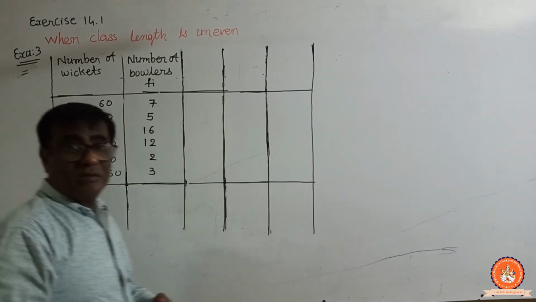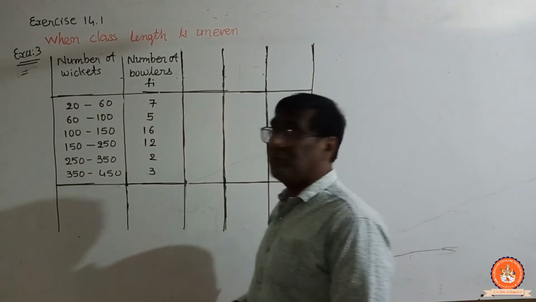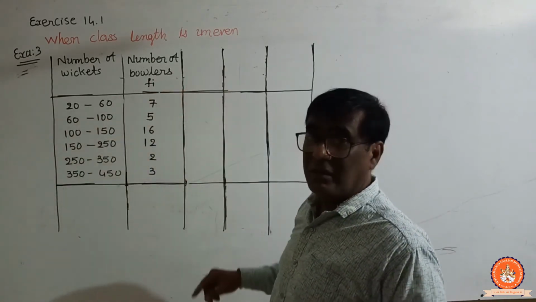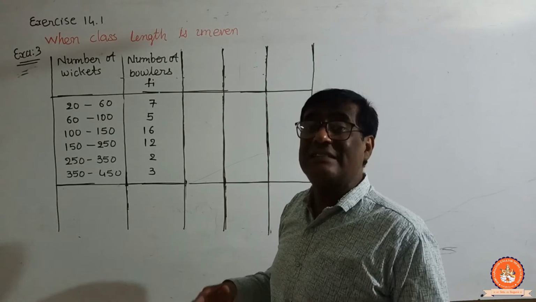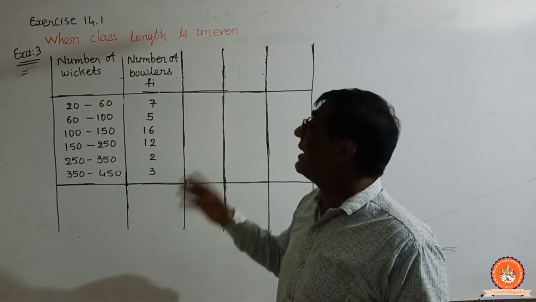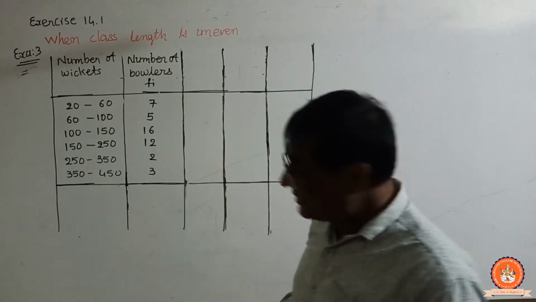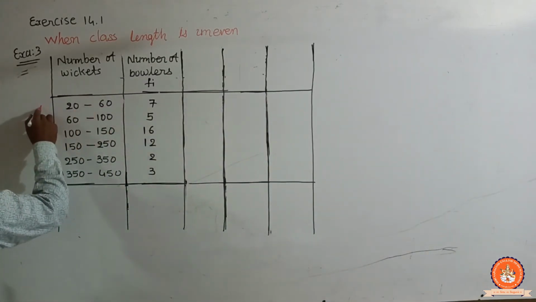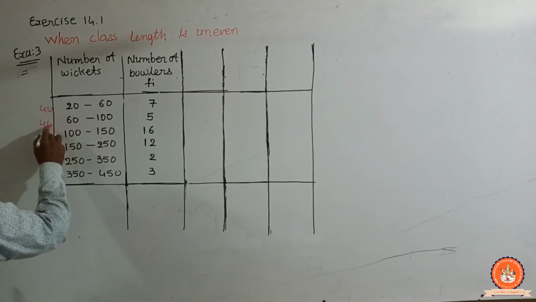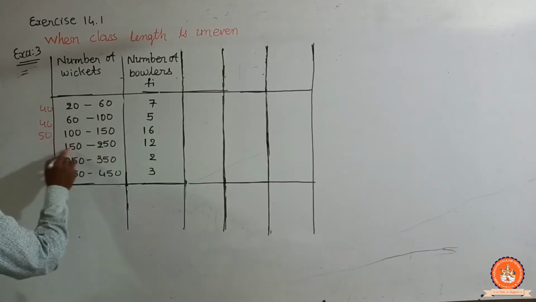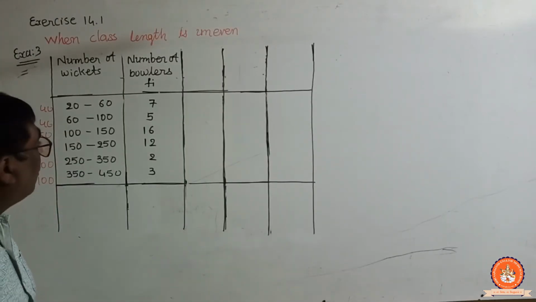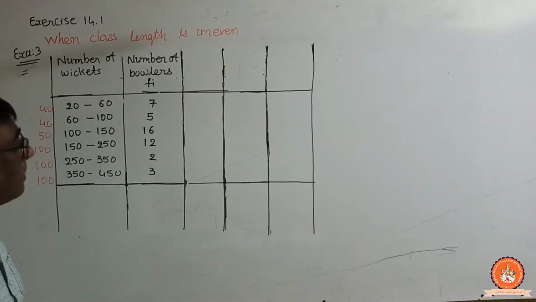Now in example number 3, we have selected this example because the class length is uneven. The class length of each class is not the same. That's why class lengths are uneven. You can see that the class length of this class interval is 40, this is 40, and this one is 50, this one is 100, 100 and 100. So the class length of all the class intervals is not the same.